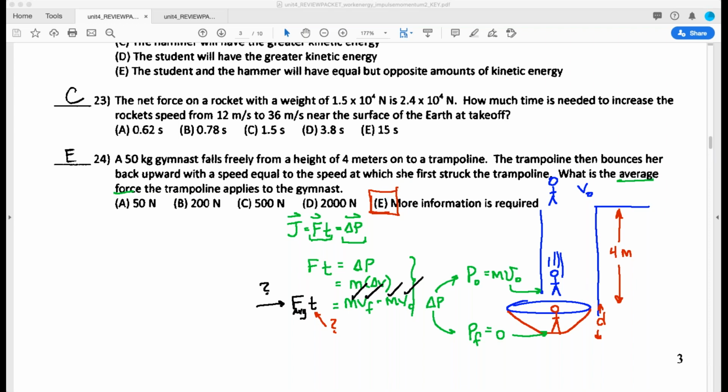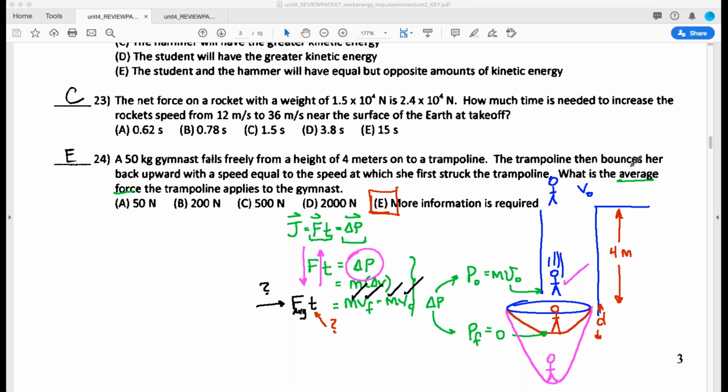If this was a really fancy trampoline, I assume that trampolines that get fancy and expensive get bigger and stretchier. So if that same person stretched a much larger distance here, then the amount of time they're in contact with the trampoline would be longer. To have the same right-hand side of this equation, meaning the same change in momentum, if we don't want to change that, then by increasing the time of contact, we decrease the force of impact. And so that's some critical understanding for impulse and momentum.